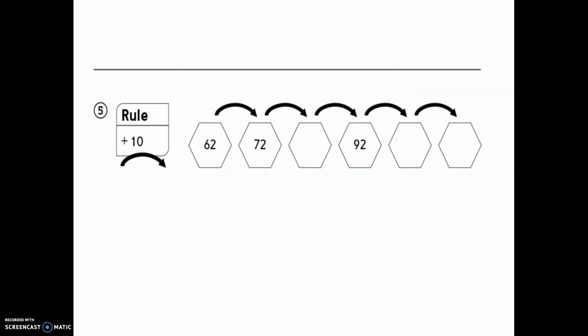Here we go. More frames and arrows. 62, 72, something, 92, something, something. My rule is plus 10. 62 plus 10 is 72. 72 plus 10 is 82. 82 plus 10 is 92. 92 plus 10 is 102. 102 plus 10 is 112.